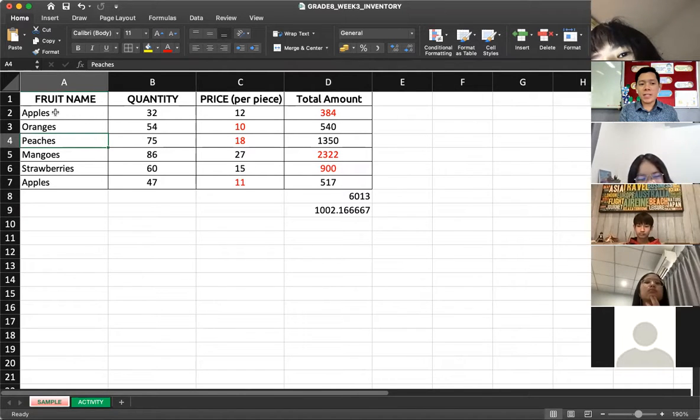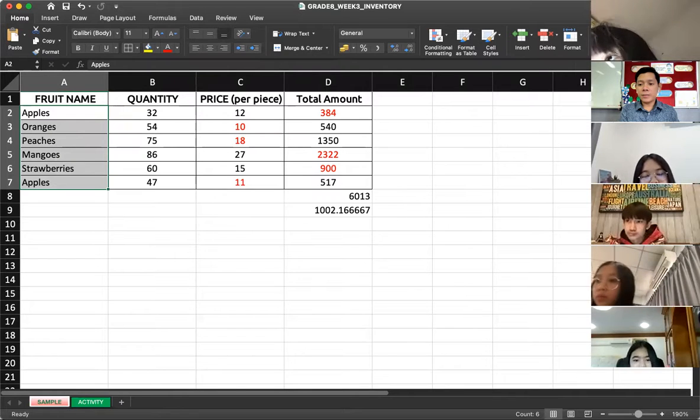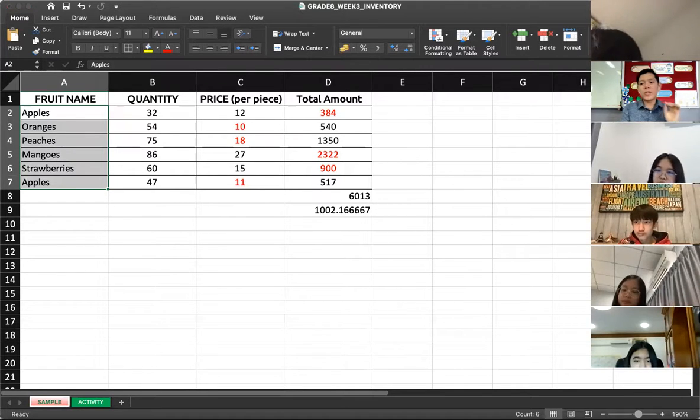So to do that, students, all you need to do is to highlight, okay? And then do you see the sort and filter option here? Yes or no? Okay, so you can use that one. The sort and filter. And then we have here sort A to Z or sort Z to A. In our case, we will just use sort A to Z.